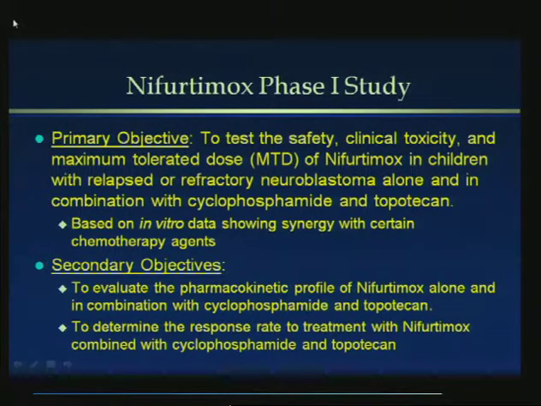And so, emboldened by the laboratory evidence that our clinical observation may actually have been true, we embarked on a phase 1 study. This was a couple years ago now. And of course, the primary objective was to determine what dose of Nifurtimox we could give safely to children with relapsed or refractory neuroblastoma, both alone and in combination with chemotherapy, because there was in vitro data to suggest that Nifurtimox acted synergistically with chemotherapy. The secondary objectives, of course, would be to look at the processing of Nifurtimox in children, because we didn't have a lot of pharmacokinetic data, and to see if there were any responses.